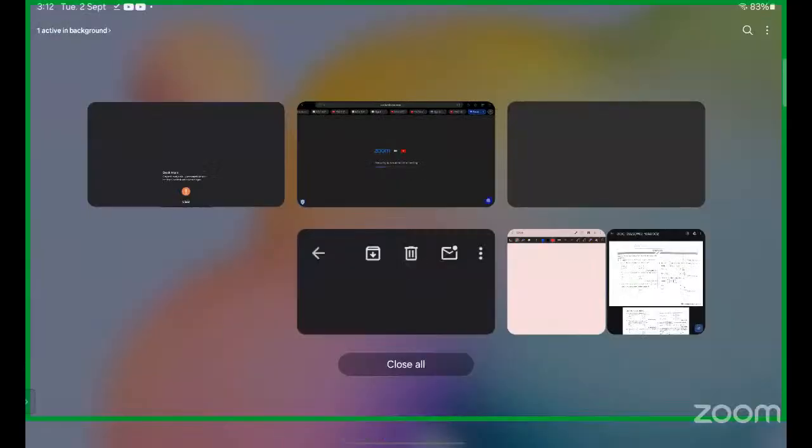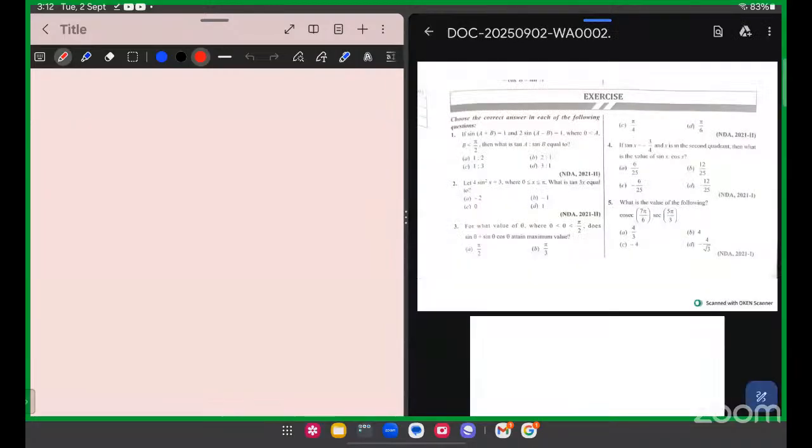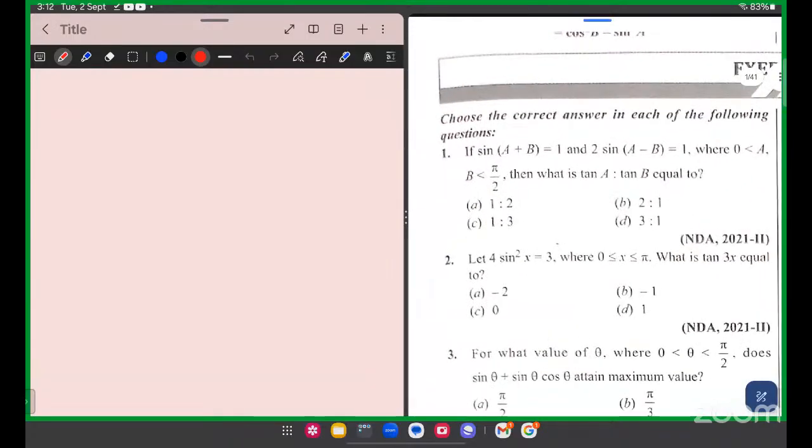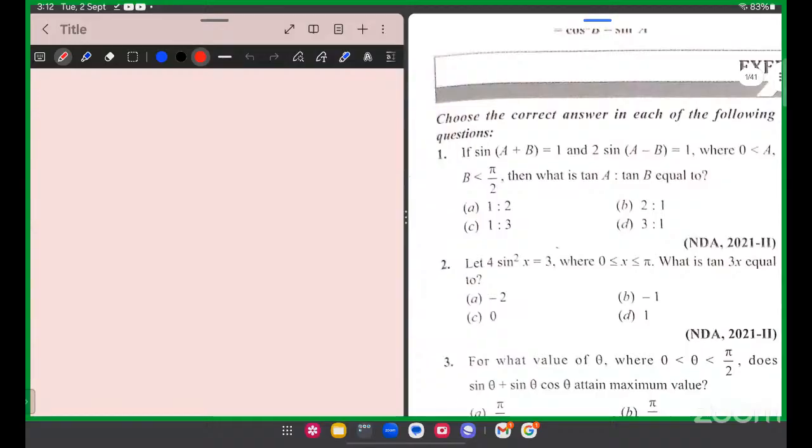See, this is the first question. Would you just try to solve it? Are you able to see the screen? Screen दिख रहा है क्या? Yes, sir, visible. Okay. Please try to solve this. How can we solve it?